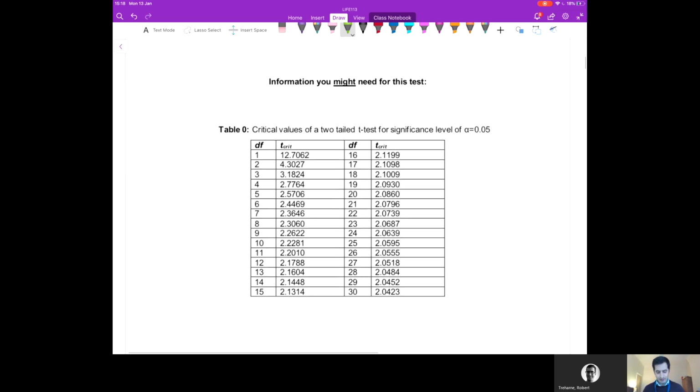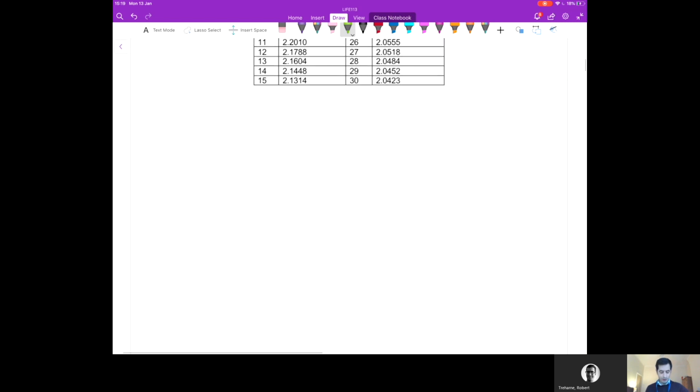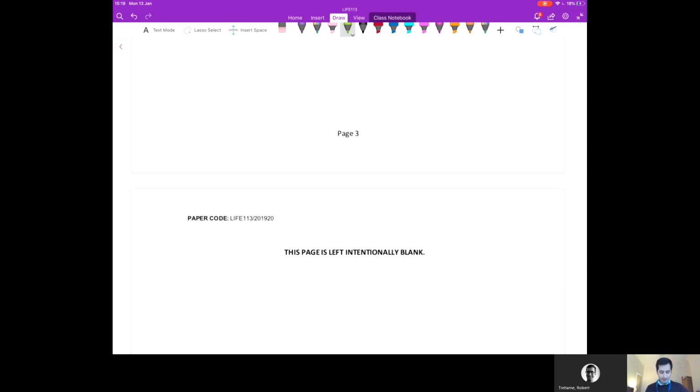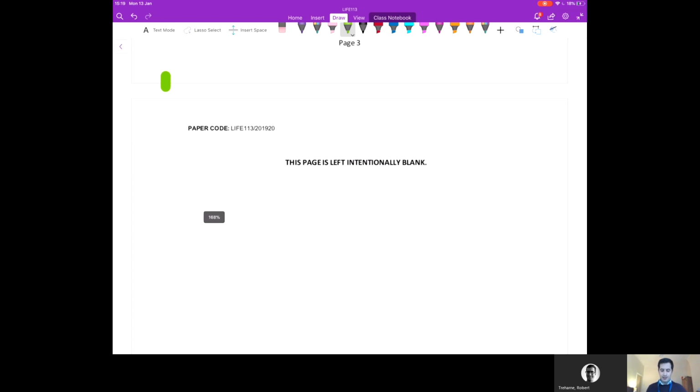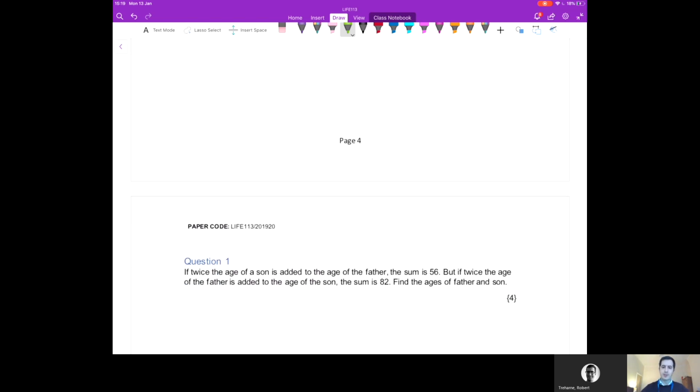There's also this table, which tells you the critical values of a two-tailed t-test for a significance of alpha equals 0.05. You're going to need that table as well. We'll get to that later. Okay, so first question coming up. You'll see a lot of the pages are left intentionally blank. That is so you can do your working out on them. Right, question 1 is coming up. I'm just going to pause it there.